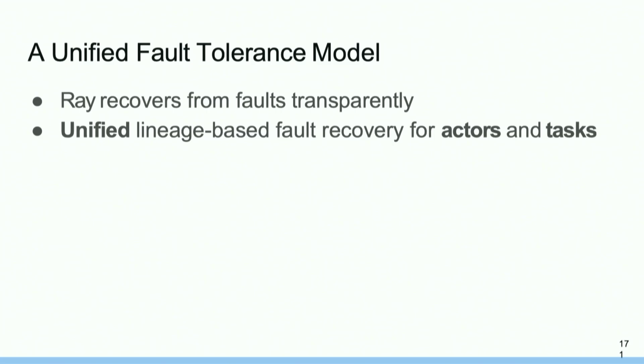So now, of course, when you go to large scale, faults really become unavoidable. So how do we handle fault tolerance in this model? We use, again, a unified fault tolerance model for both stateful and stateless computations. And we also recover from faults transparently. So the user in their code doesn't need to be concerned about faults, and the system will do it automatically. So how does it do that?